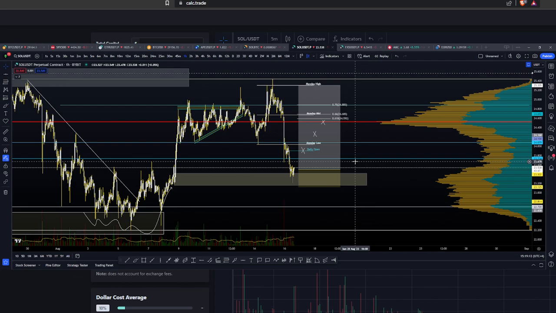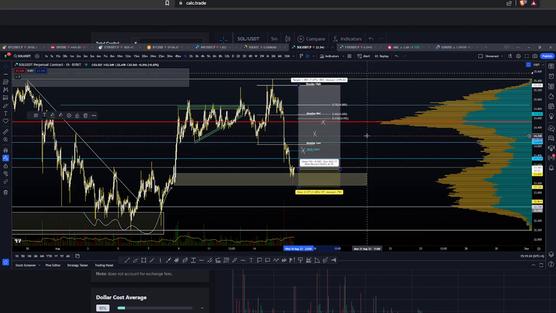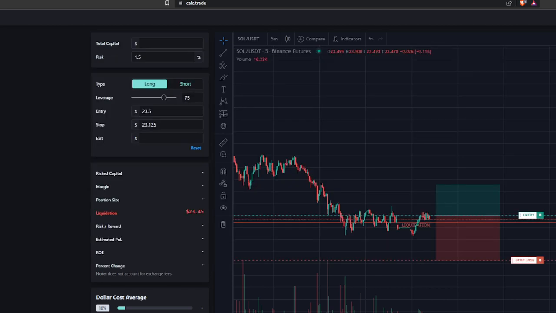And what this means, how do you enter a trade with this information? 1.5% risk means that if my trade hits stop loss here, I'm gonna lose 1.5% of my portfolio. And how do we calculate that? To calculate that, let me remove this real quick. We go to a website, which will be in my video's description, called Calc.Trade.